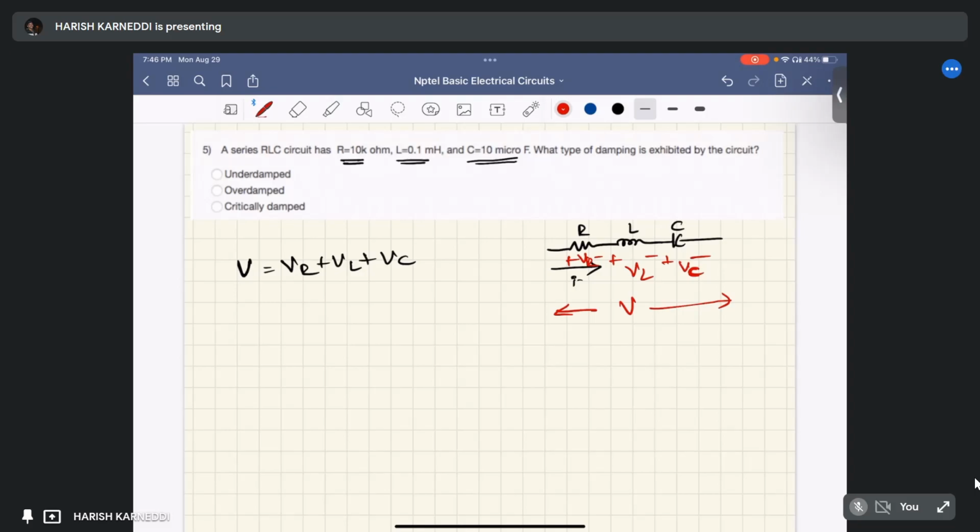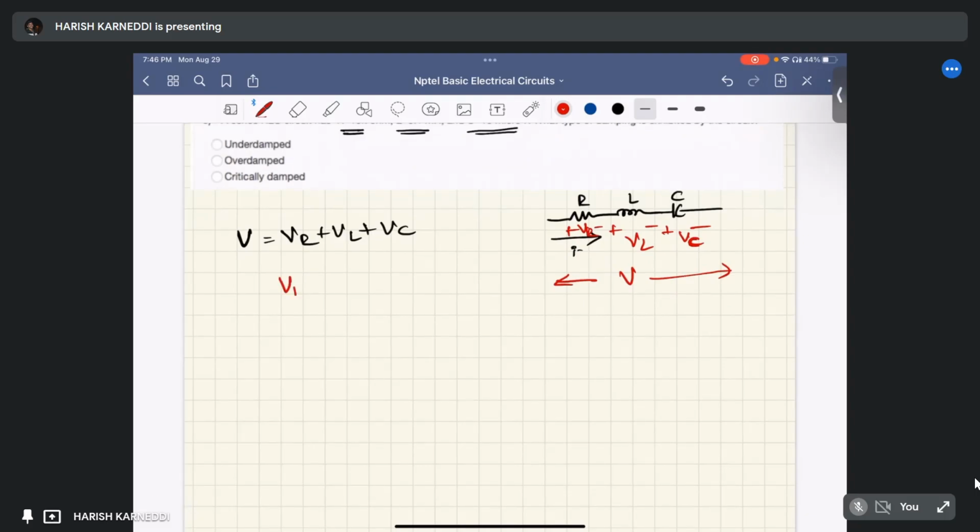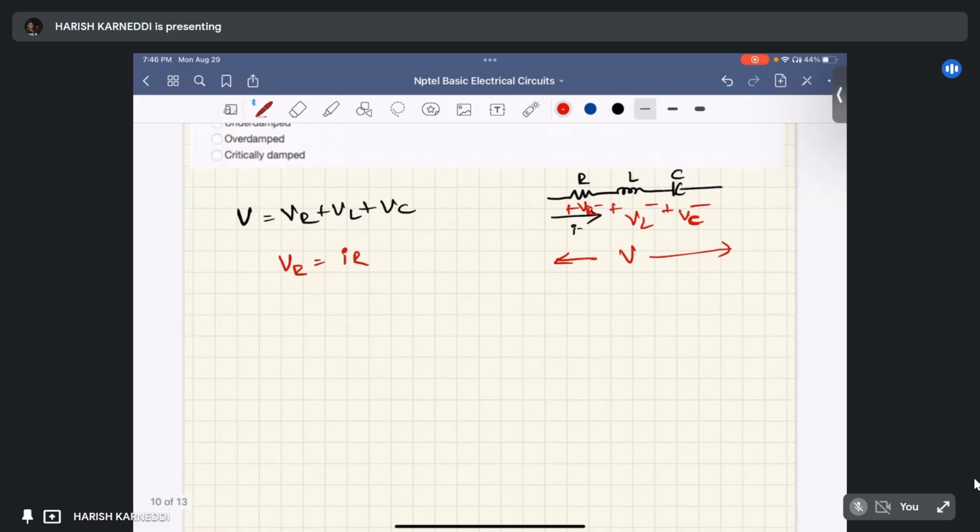What is the value of VR? From Ohm's law, VR equals I into R, right? What is the value of VL? VL equals L into di by dt. What about VC? VC equals 1 by C integral of I dt, right? You can substitute these three into this one.